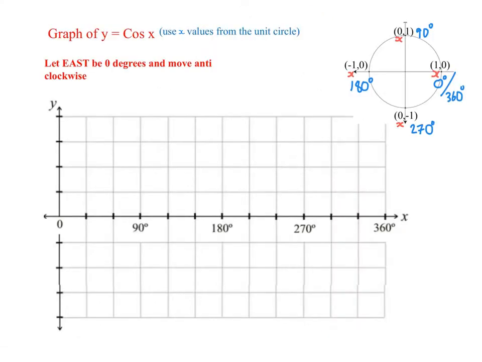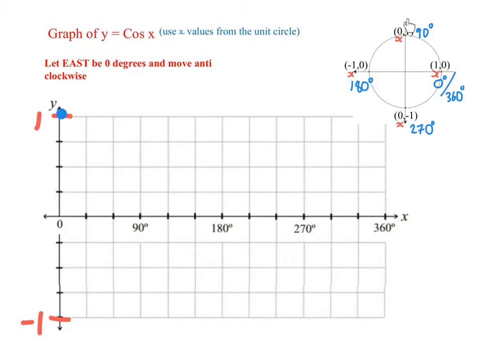So my x-axis is labelled 0, 90 degrees, 180 degrees, 270 degrees, 360 degrees. I need to label my y-axis. I need to go up as far as 1 and -1. So remember, I start in the east, so I start with an x value of 1. It's actually going to match up with my y-axis at 1 and 0 degrees.